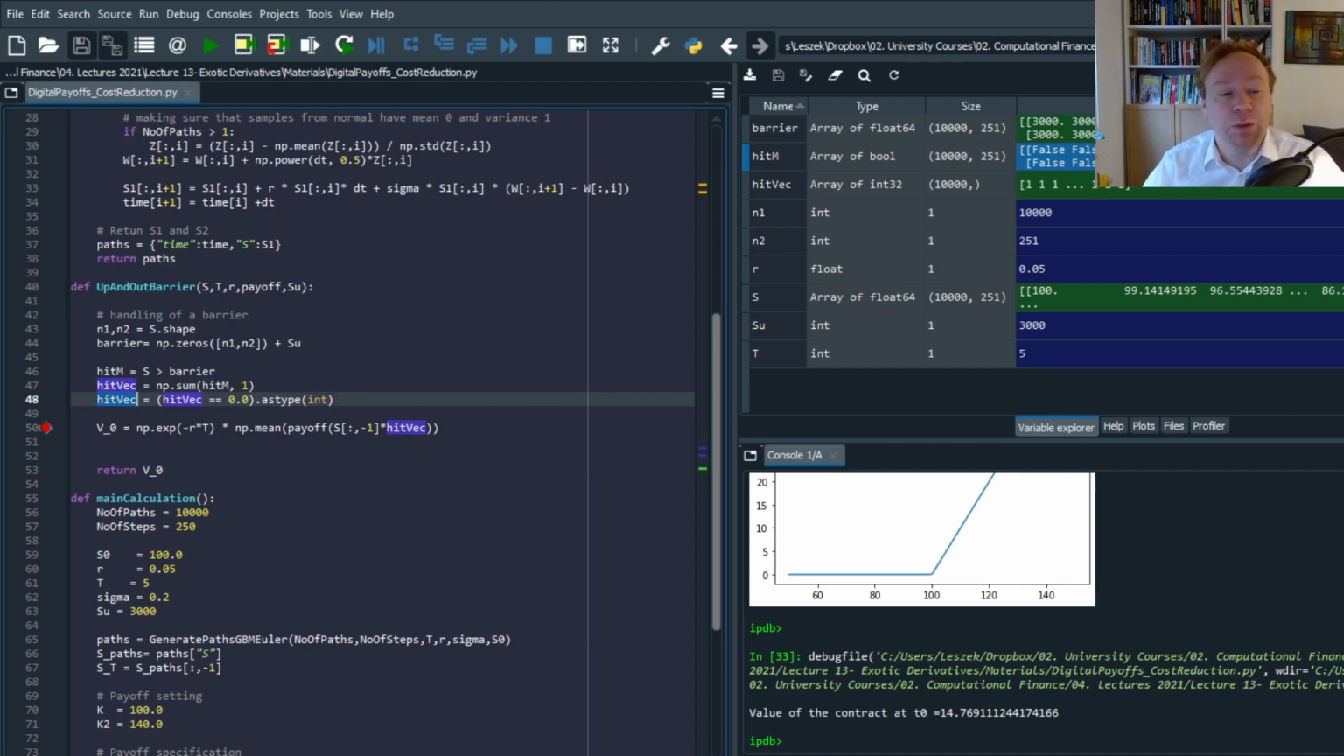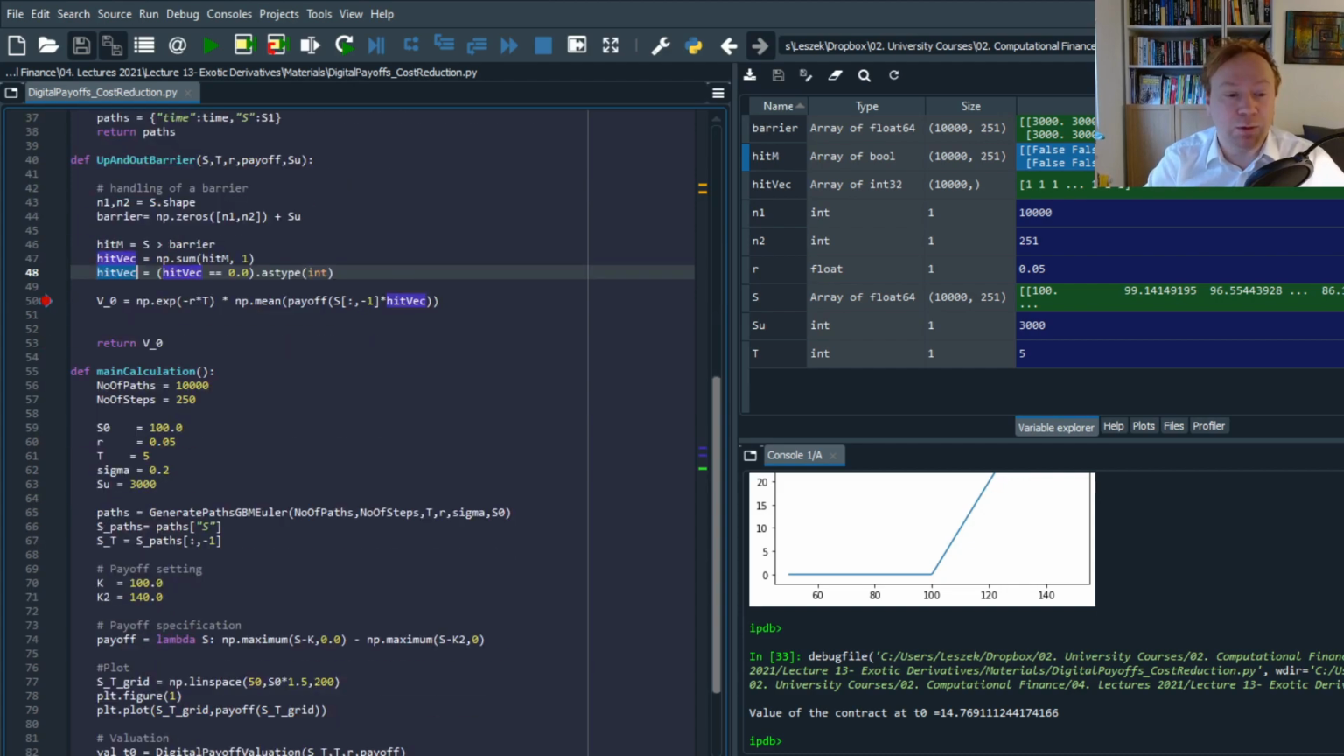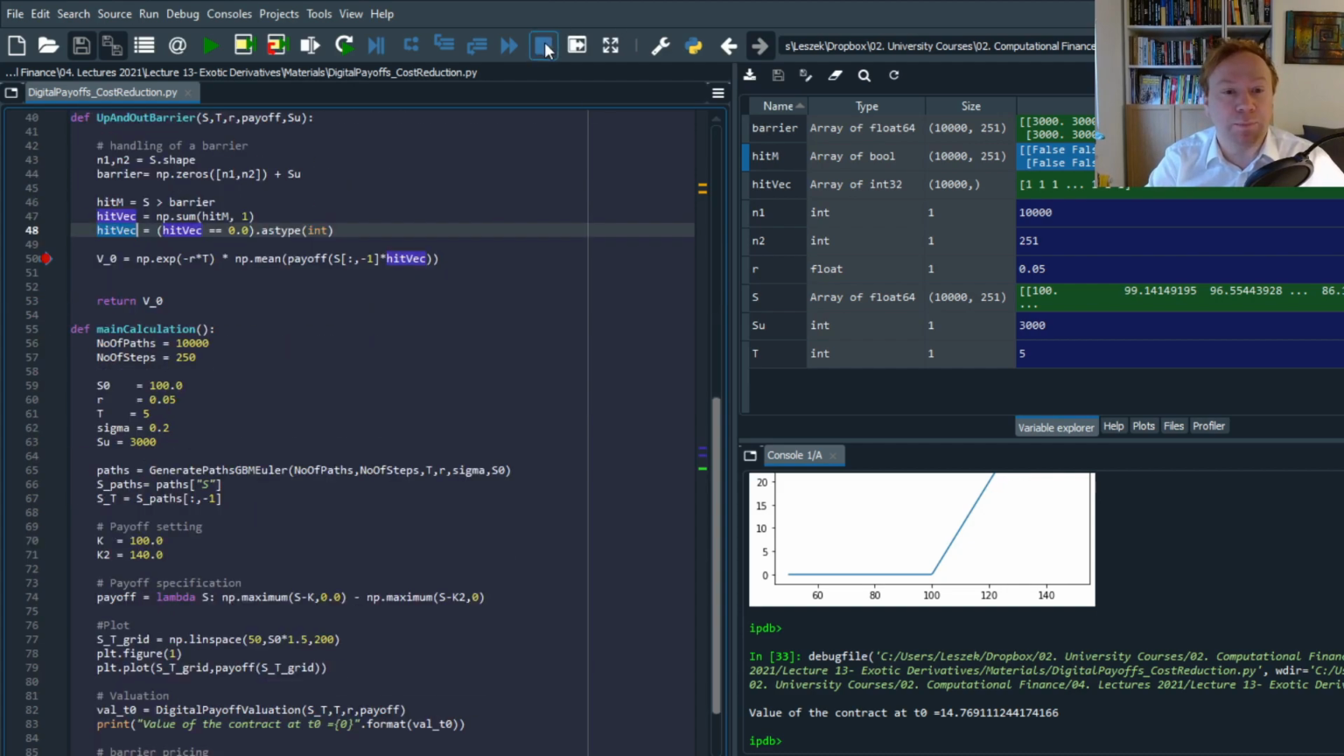So in this point, hit vector is a vector corresponding to the number of paths. So it's a vector with one column, with the number of rows equal to the number of paths, which will have an entry 0 or 1. It will have 1 if the barrier hasn't been hit, and it will have 0 if it was hit, because here we have an up and out barrier. So it means that if we exceeded the barrier, then we should multiply our payoff with 0, because then we have a 0 value.